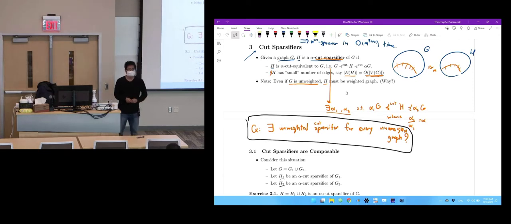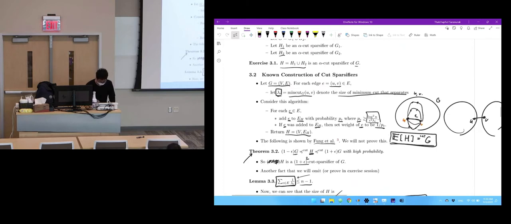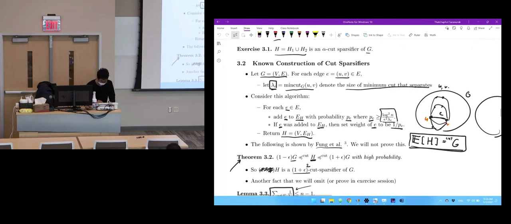If you take any edge e and sample it with probability p_e, which is something like 1 over lambda_e, where lambda_e is the connectivity between the two endpoints, then it just works. Okay, but I didn't prove it in class why it works. I will still not prove it.